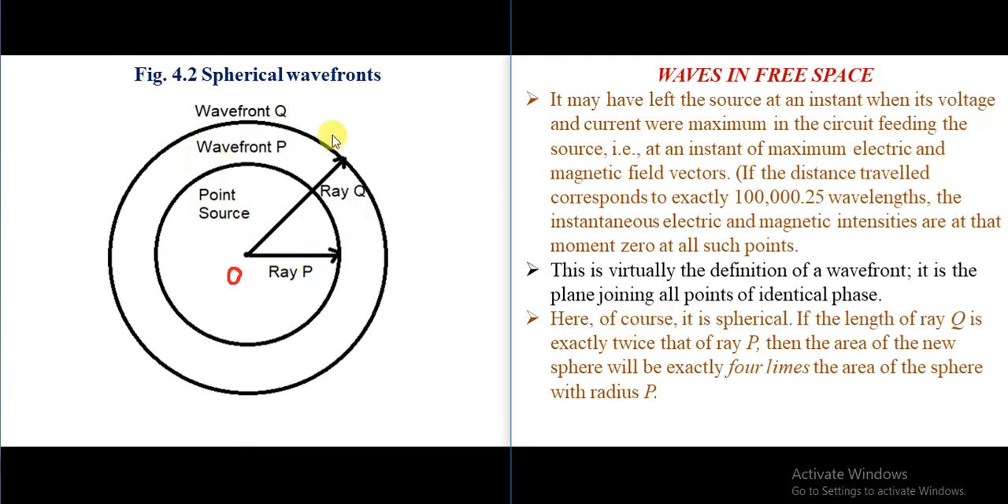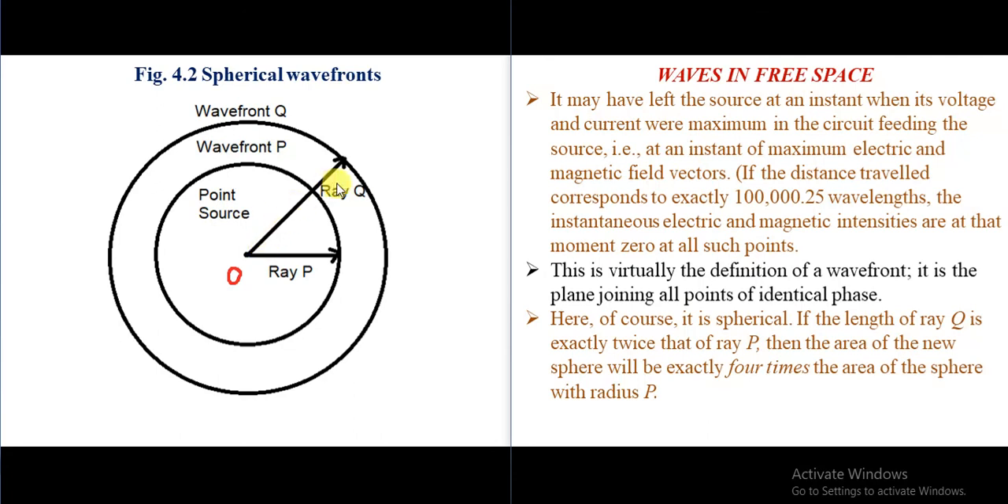Here the wavefront is spherical. If the length of the ray Q is exactly twice that of ray P, then the area of the new sphere will be 4 times the area of the sphere with radius P. The point is, as the distance of the wavefront doubles, the area of the wavefront gets 4 times larger.